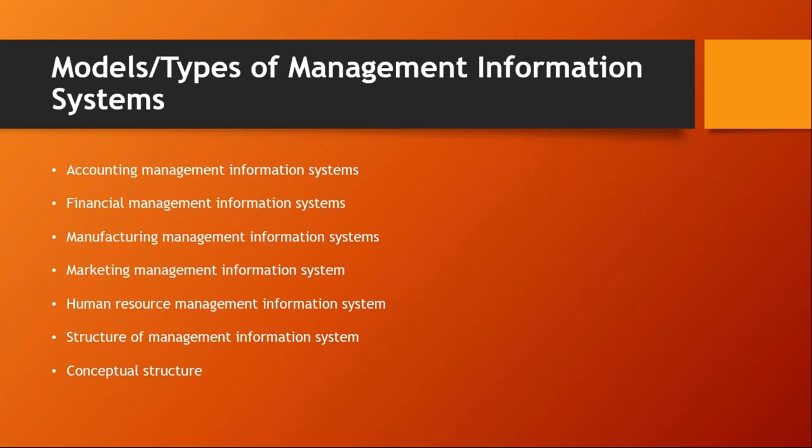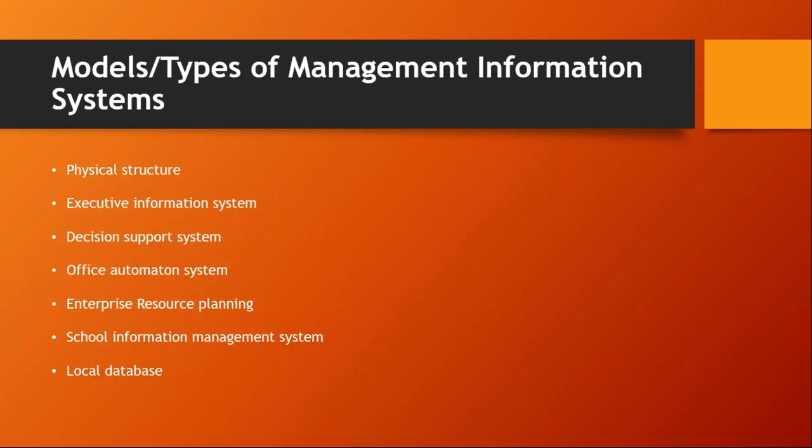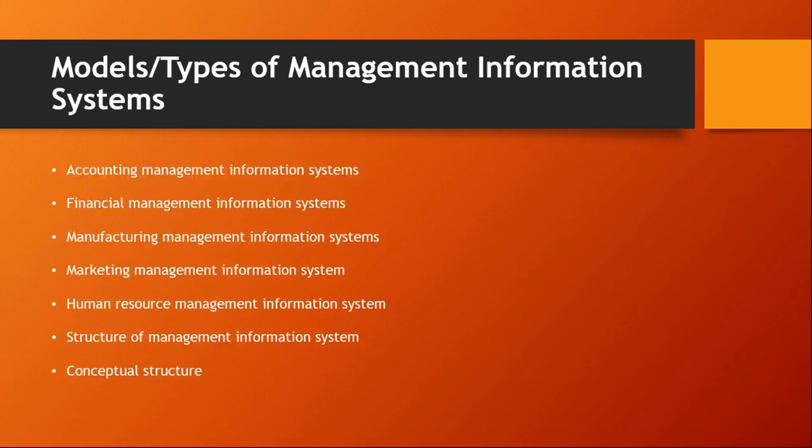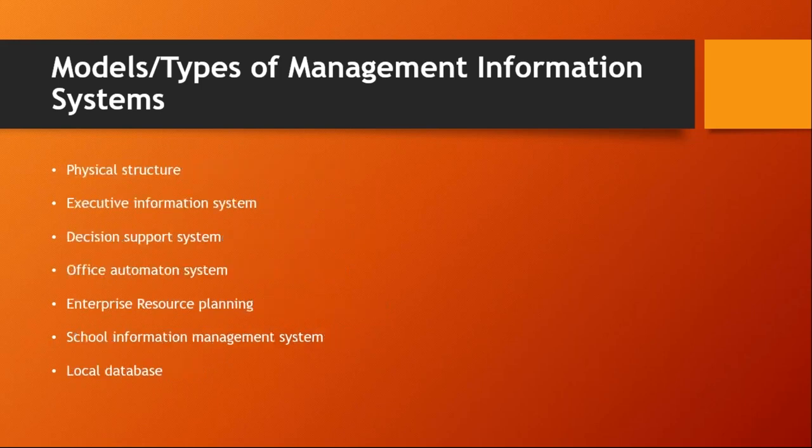Then we have the human resource management information system. It is an information system that is used to manage the human resources, that's the staff and personnel of the organization, both those that are internal and those that are external. Then we have the structure of management information system. It is used to set up organizational structures. It's the same as the conceptual structure. Under the structure of management information system, we have the conceptual and the physical structure.